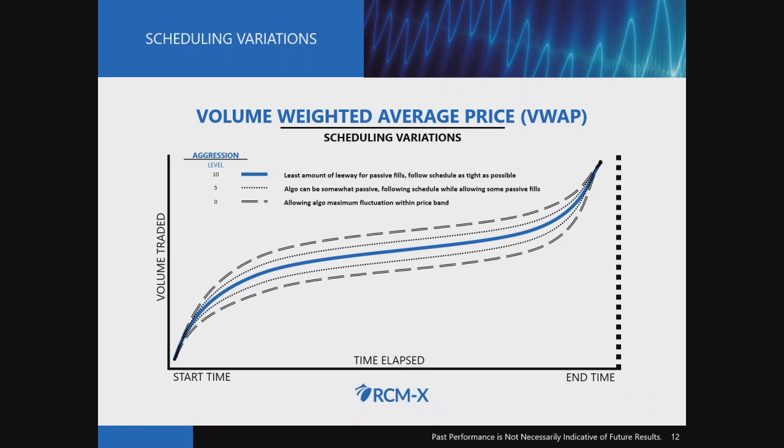And so with a level 10, the algo is going to try to follow that as closely as it possibly can. And what that means is it's going to cross the spread more frequently to try to stay in line with where that schedule is at. The opposite of that would obviously be a 0, and those are the more thickly dotted lines, and that's allowing the algo maximum fluctuation away from that schedule. 5 is the default, which is in the middle, and that's what we start the algo at. That is kind of a best of both worlds, where it's staying on schedule, but it's also allowed to fluctuate a little bit from it.